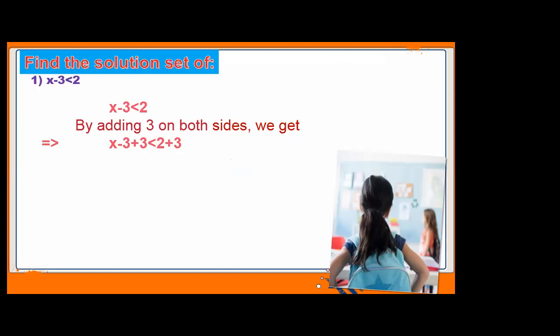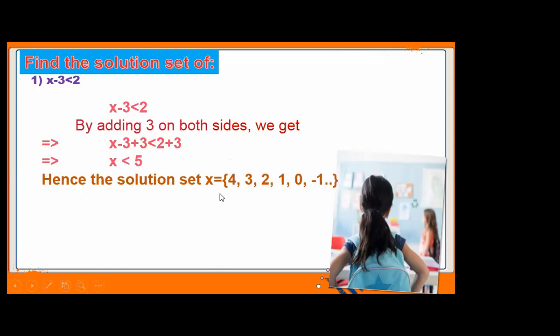Okay, so how can we show our answer? We can write x is less than 5. Hence, the solution set x. We cannot write that x is equal to 4, 3. We have to properly mention the answer because in the question it is given to find the solution set of. So here we can mention the answer properly, that hence the solution set. Here in this question the variable is x, so we have to mention x over here.